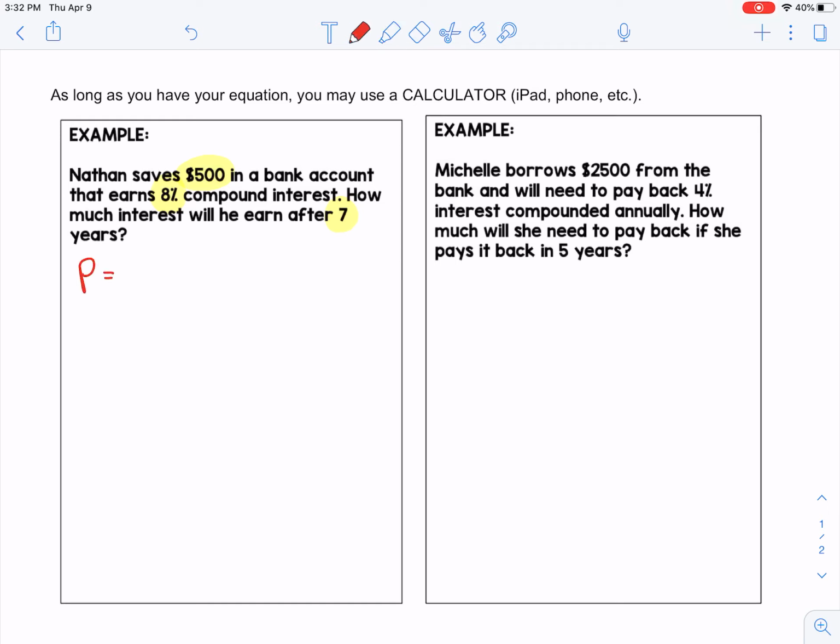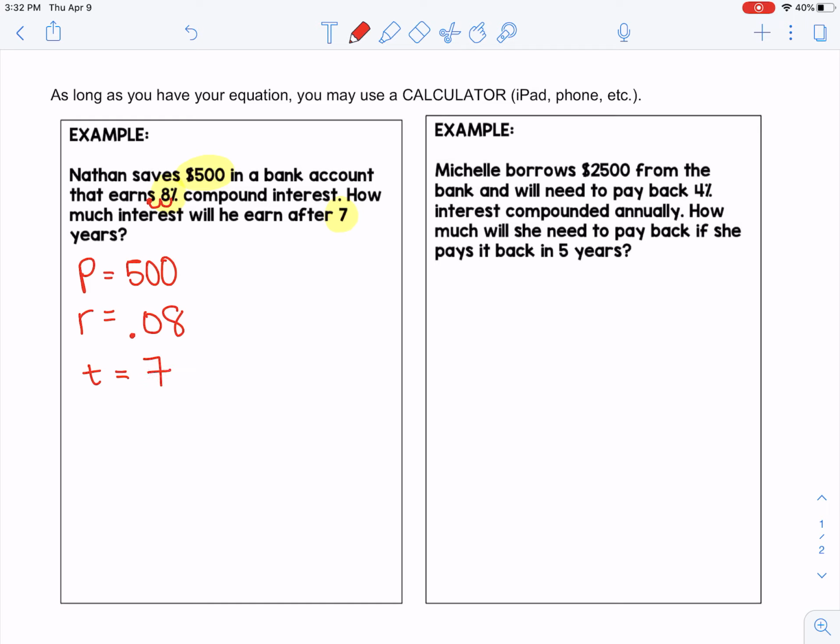First off, that P is going to be the $500, that's the principal, the starting amount. We know that the rate is going to be 8%, but we know that we have to convert it into a decimal, moving the decimal 2 places to the left. And that would be 0.08, not 0.8. That's 80%. So make sure you add in that 0 or else your answer is going to be completely different. And then T is going to be that 7 years, so it's just a 7.